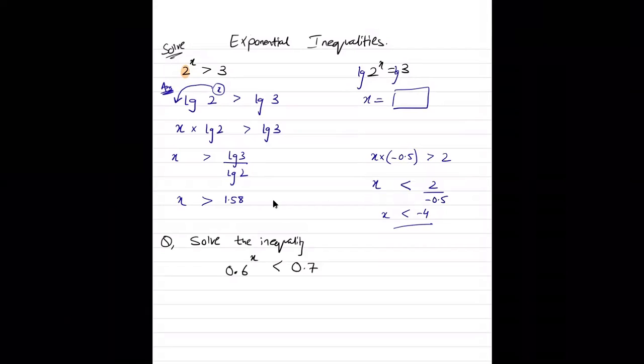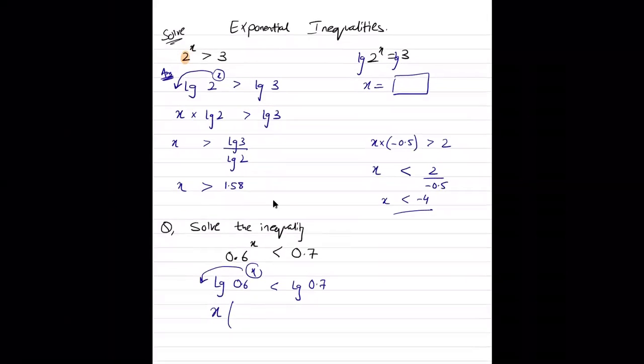I think you're right. So if I apply log on both sides, log of 0.6, is it a positive value or a negative value? Negative. So I'm going to divide log base 10 of 0.7 by this answer. So the sign is going to be flipped. 0.698. Correct.